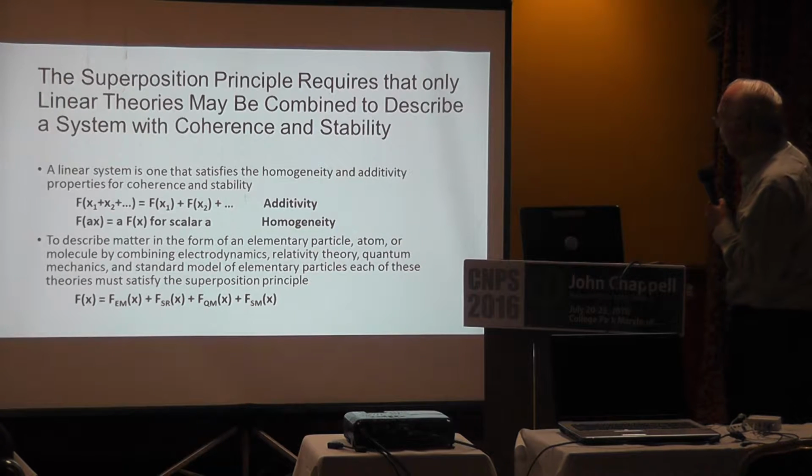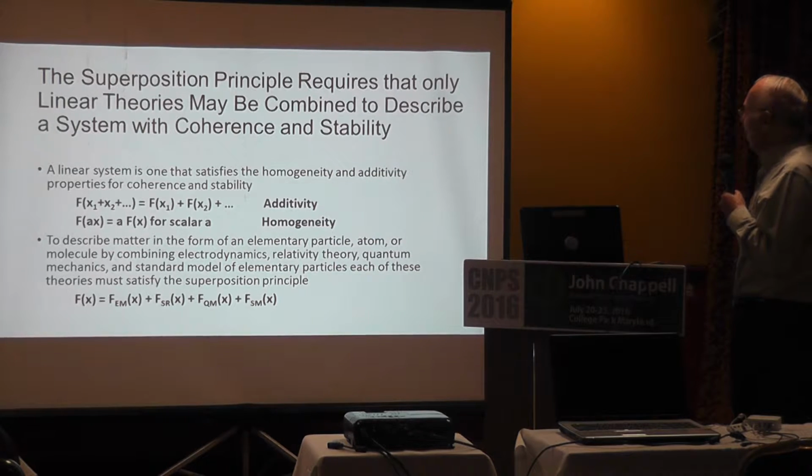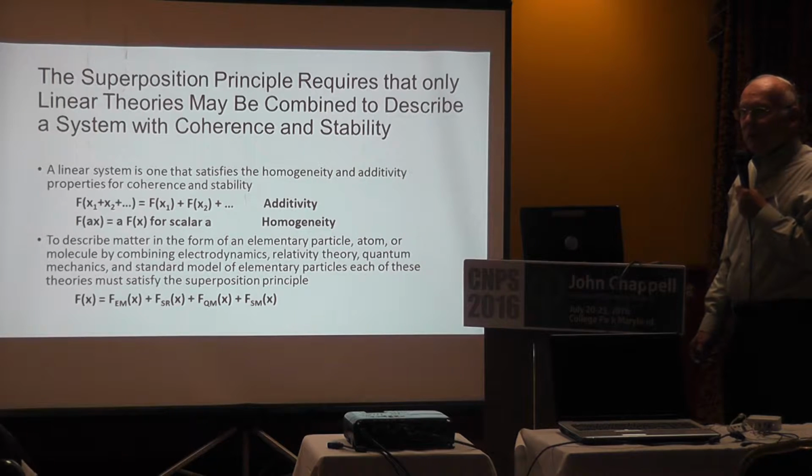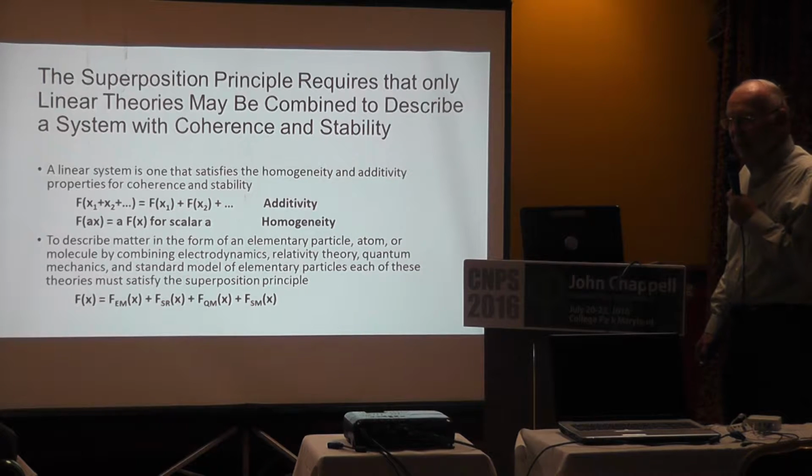Now, we have another principle. It's called the superposition principle. It has to do with adding things together. And this requires that only linear theories may be combined to describe a system with coherence and stability. If the system does not have coherence and stability, you're not going to observe anything that's stable. You're not going to observe an elementary particle that's stable. You're not going to observe an atom or a nucleus or a molecule.